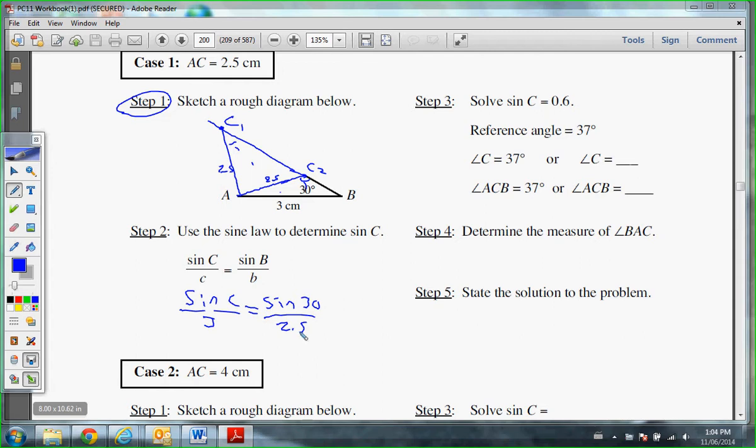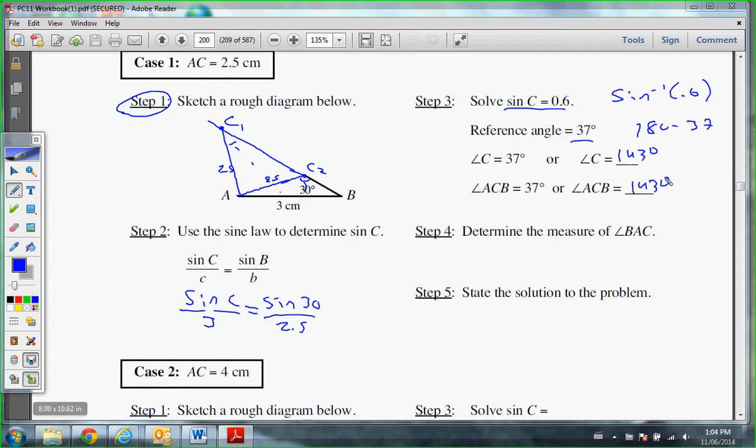Okay, we do that work. It's going to come up to being sine C of 0.6. We want to go sine inverse of 0.6. That gives us a reference angle of 37. Since we're understanding there's 2 possible answers, an obtuse and an acute, 37 is one answer. Then we have to do 180 minus 37 to get our other answer, which is going to give me 143. So those are my 2 answers, 37 and 143.